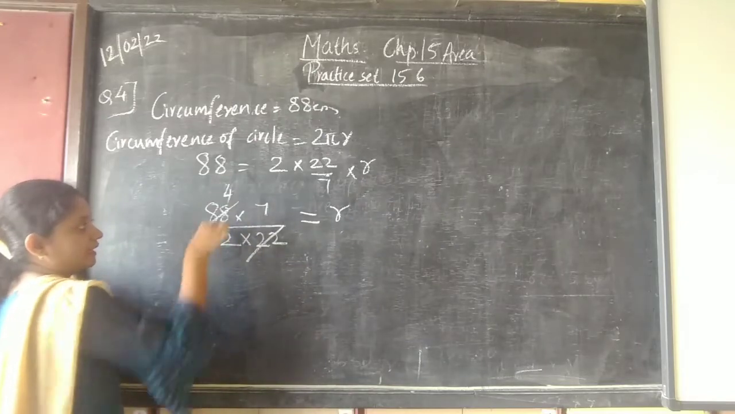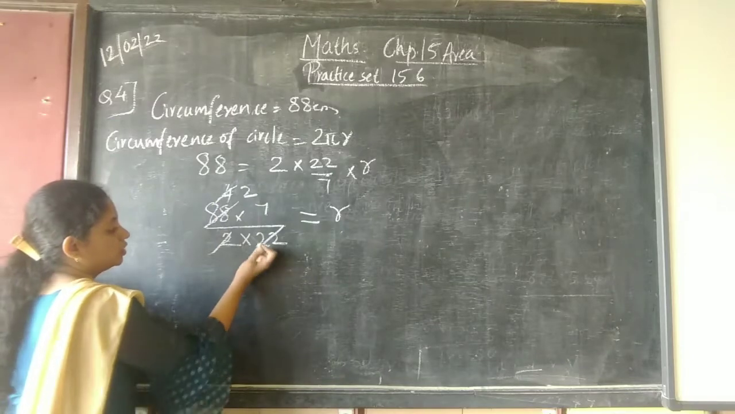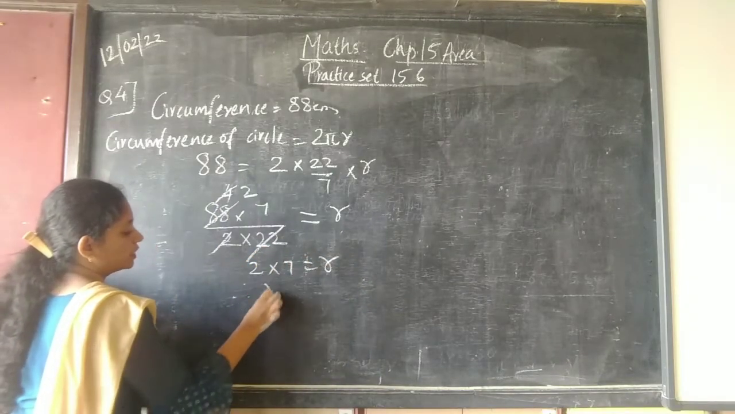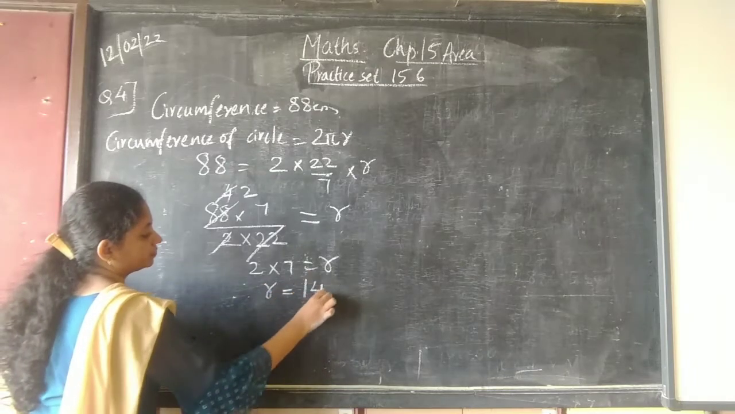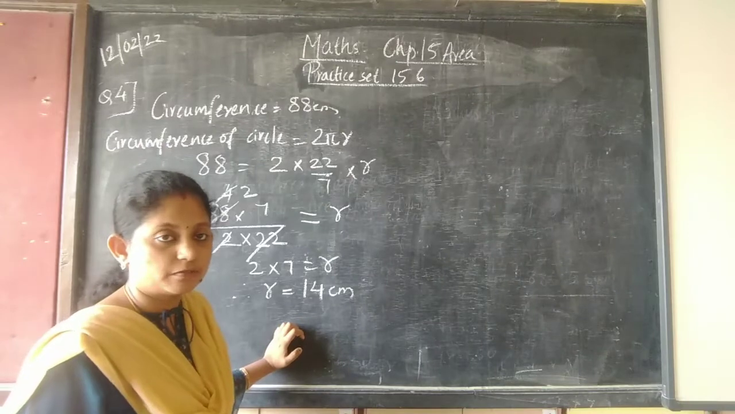22 4s are 88, 2 2s are 4. What is remaining? 2 into 7 is equal to r. So therefore what is r? 14 centimeter. We got the radius, now we will find out the area.